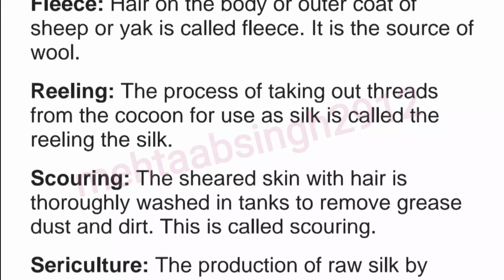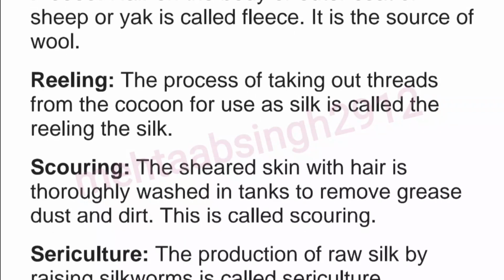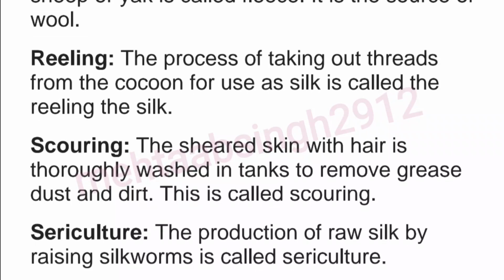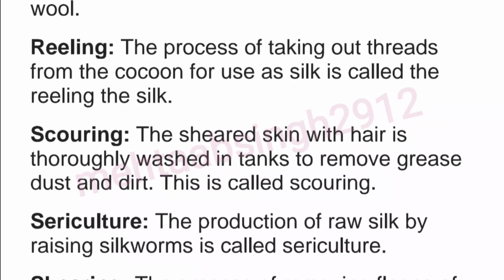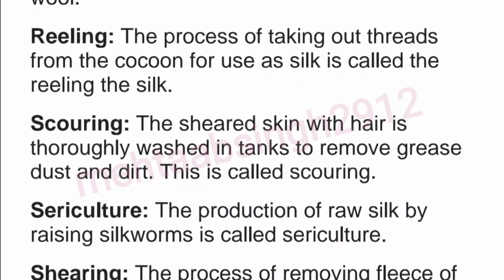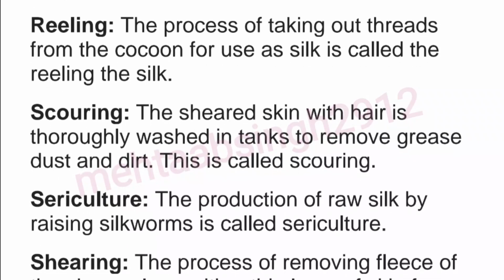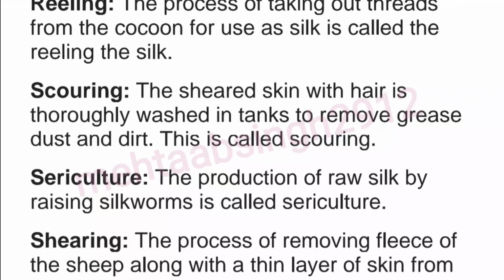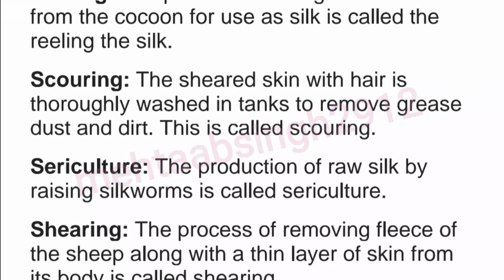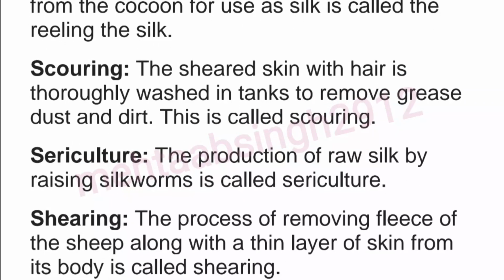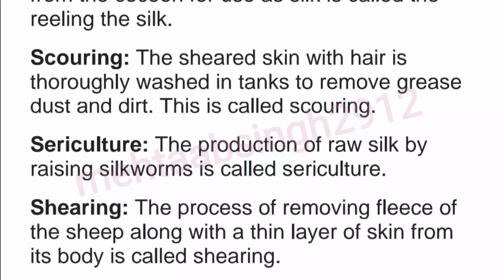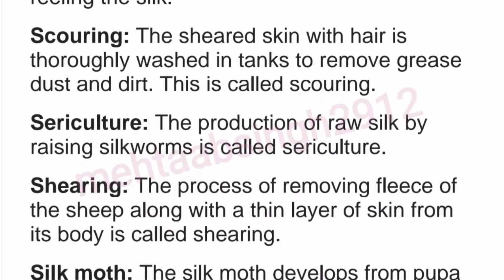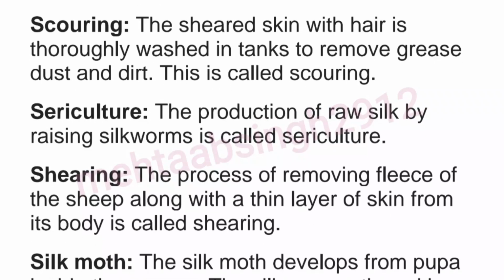Reeling. The process of taking out threads from the cocoon for use as silk is called reeling the silk. Scouring. The sheared skin with hair is thoroughly washed in tanks to remove grease, dust, and dirt. This is called scouring. Sericulture. The production of raw silk by raising silkworms is called sericulture.